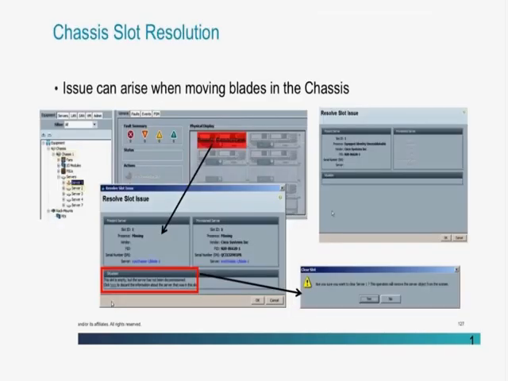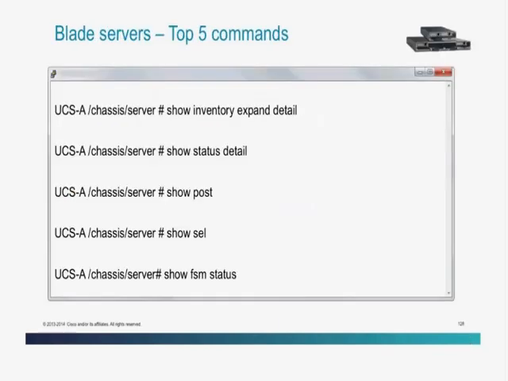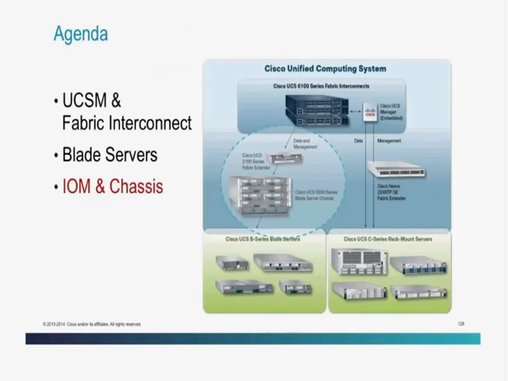Chassis: sometimes you see in the chassis slot it says re-acknowledge resolution. It can arise when you're moving a blade from one chassis to another. At this step, you can either decommission the blade and re-acknowledge it. It should fix it. If not, you can contact TAC. So these are the top 5 commands that we discussed. You can have a look at them.